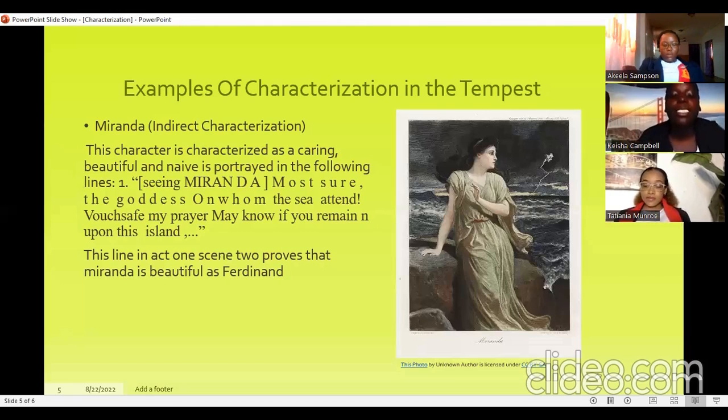And what is indirect characterization? Paul, you want to give it a try? All right, let me hear you. Indirect characterization is where you have to read between the lines to know about the characters. They give you a long scenario about the character, and you have to identify what they're saying about this character, if she's beautiful, caring, loving, or something else.